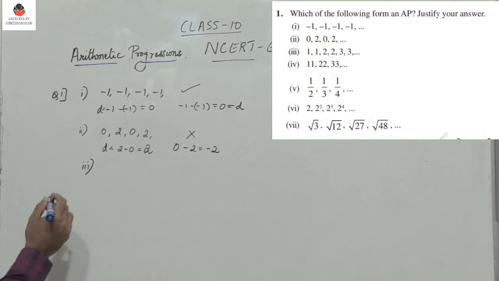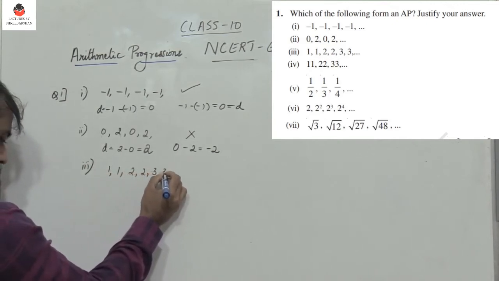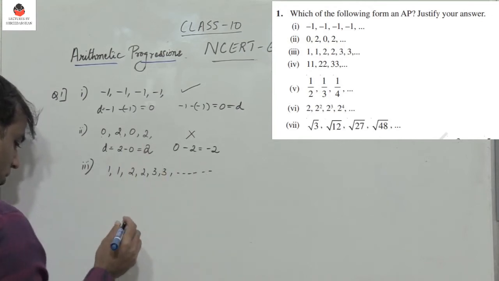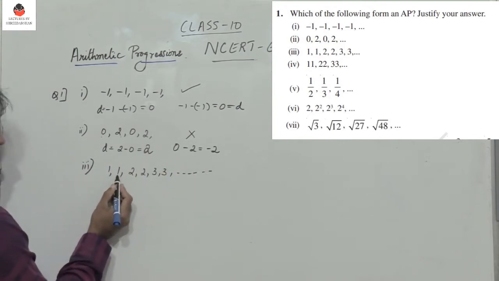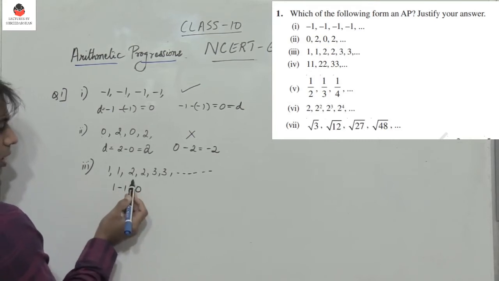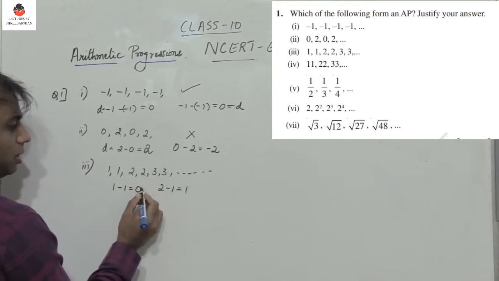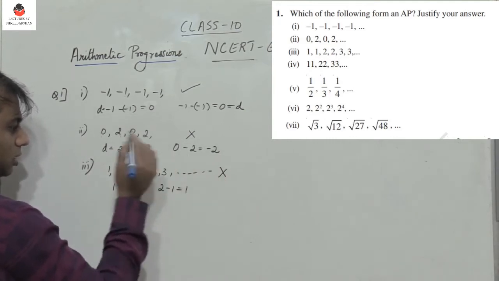Third one, 1, 1, 2, 2, 3, 3 and so on. Here again consider the second term minus first term, 1 minus 1 is 0. The third term minus second term, 2 minus 1 is 1. So the common differences do not match, so this is not an arithmetic progression.